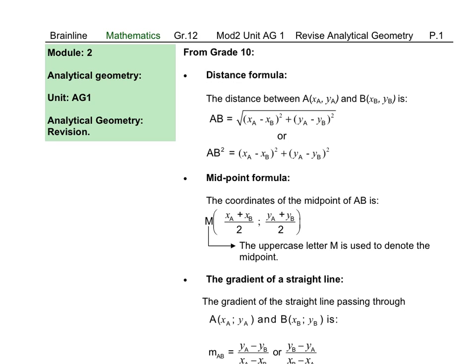and square it. We must also be able to determine the coordinates of a midpoint, where we add the x values of the two coordinates together and divide it by 2. And we also add the two y coordinates together and divide it by 2 to get the midpoint. Remember, M with an uppercase letter represents the midpoint, whereas m with a lowercase letter represents the gradient.